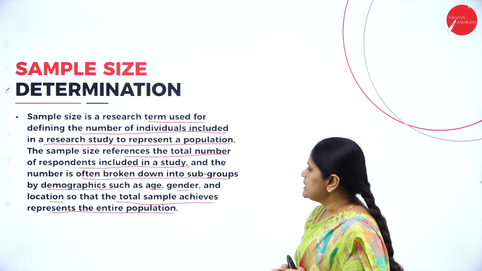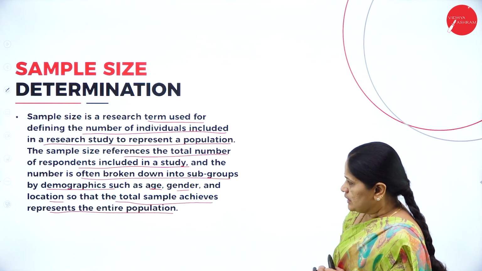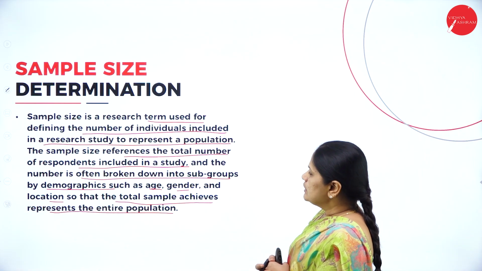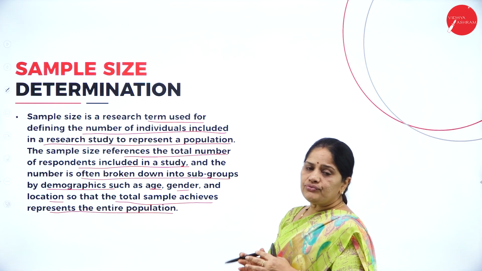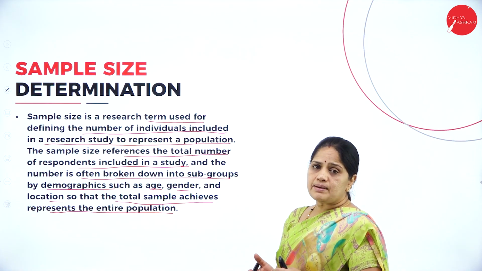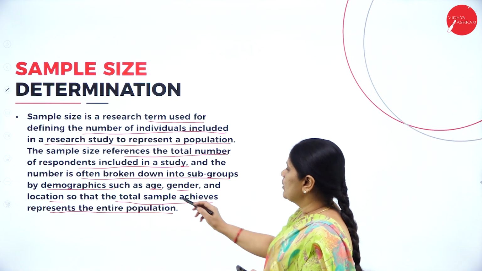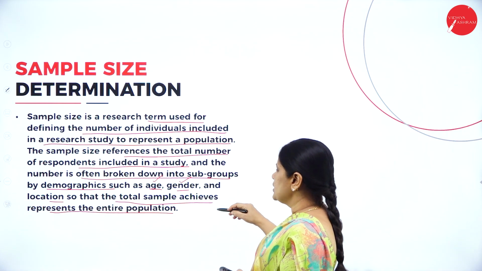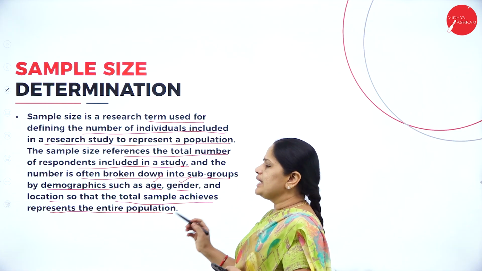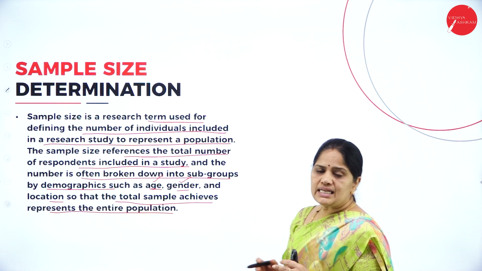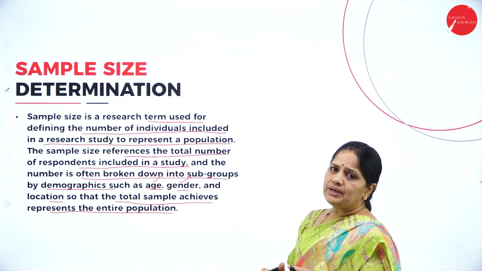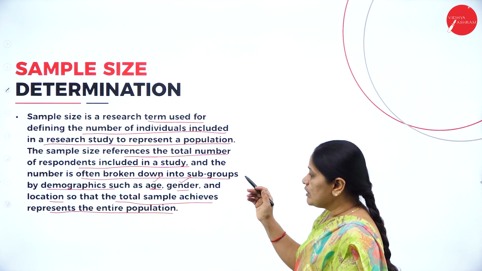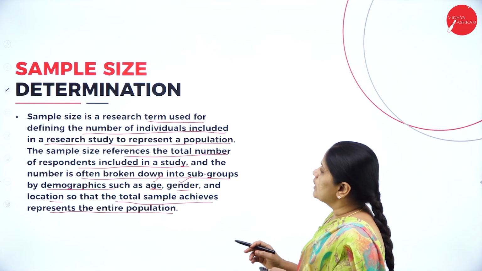So, the sample size references the total number of respondents included in the study. This size can be broken down further. How do you break down the sample size? It can be broken down on the basis of age, gender and location, so that the sample represents the entire population. So, the entire population has equal representation on the basis of age, gender and location.